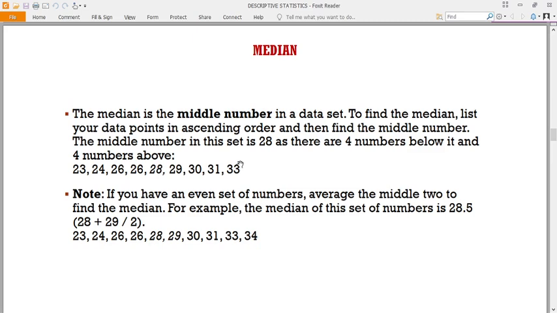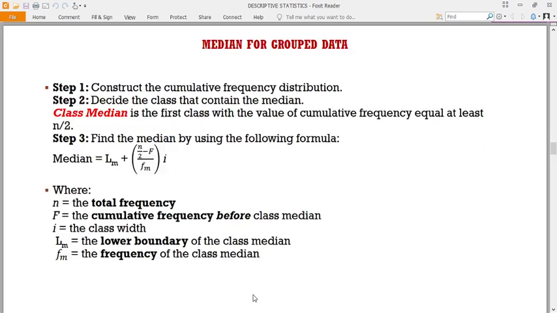But now remember, this is an odd data set that has an odd number of elements. But then there are situations where the data set has an even number of elements, where we are going to have two numbers in the middle. So with such a situation, we get those two numbers and divide them by 2. What we get will be the median. So for example, here we have 23 and 34, 24 and 33, 26 and 31, 26 and 30. Then we are left with 28 and 29. So we don't have a middle number in between these. So what we do, we add 28 and 29 and then divide by 2. What we get will be our median.